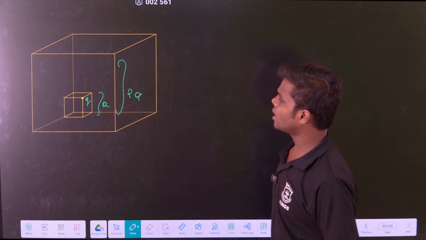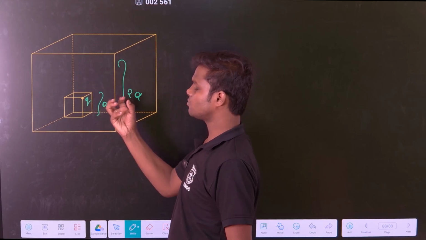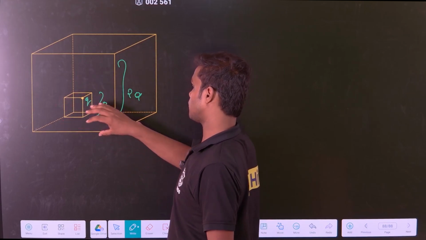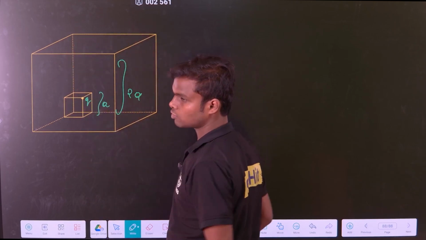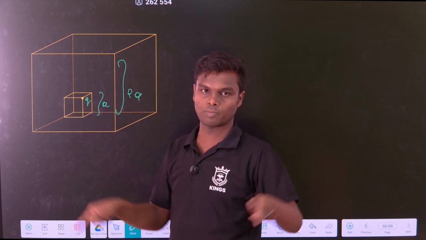If I now ask you how many cubes you will require to cover this inside this bigger cube, you will require 8 cubes: in front, then here, then one more here, and like that we have above also. So a total of 8 cubes you will require to bring this charge to the center and cover it properly.